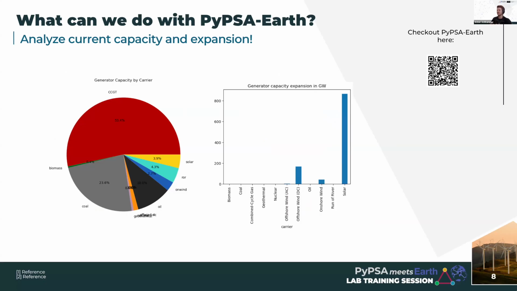And what you can also see is the expansion of the generator capacities for the optimized future energy system, so for the energy system on the right-hand side.